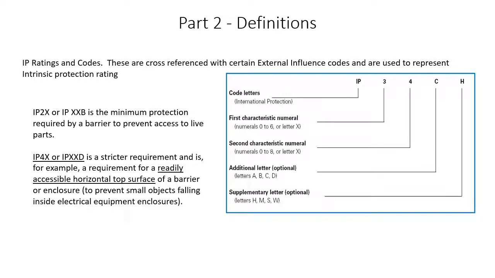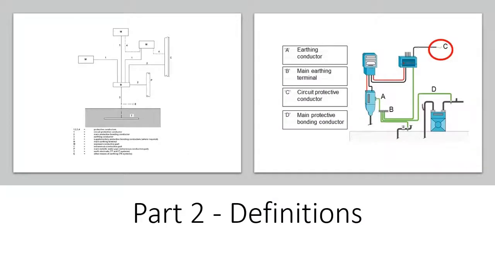You're probably more than aware and quite au fait with this, but IP ratings also feature quite heavily in the book, and these are connected with external influences. IP ratings, two simple numbers, IP2X and IP4X being the common ones, of course, used quite heavily in electrical installations, because IP2X being the minimum protection required by a barrier and IP4X being the stricter requirement is used on horizontal top surfaces or barriers of enclosures.